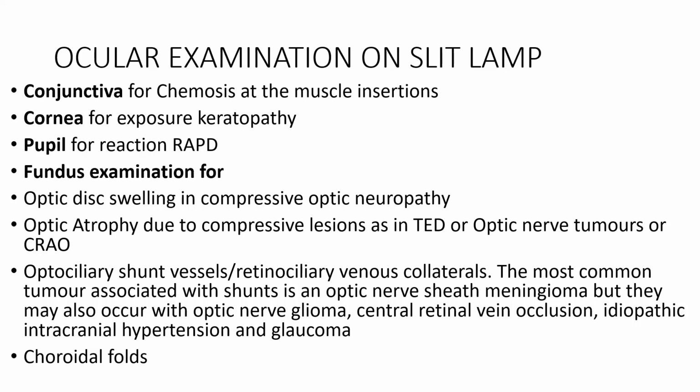The most common tumor associated with shunts is an optic nerve sheath meningioma, but they may also occur with optic nerve glioma, central retinal vein occlusion, idiopathic intracranial hypertension, and glaucoma. We also have to look for the choroidal lobes.